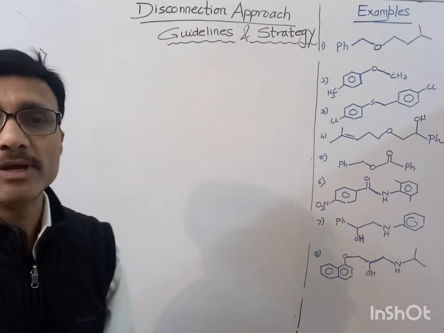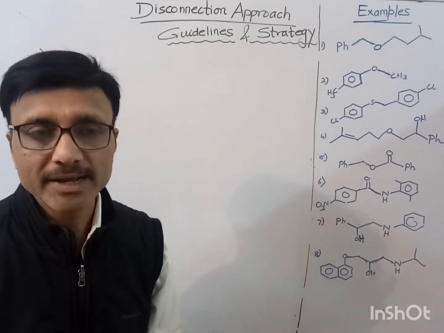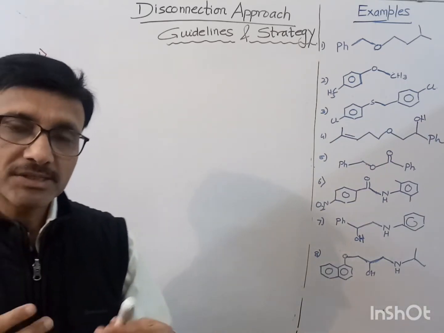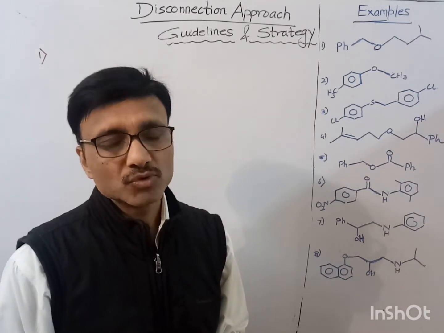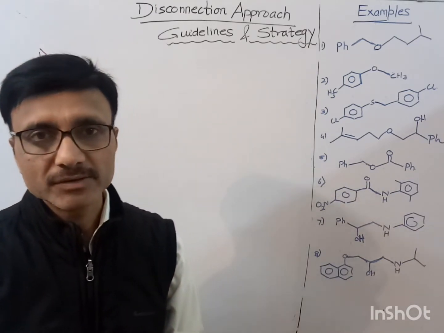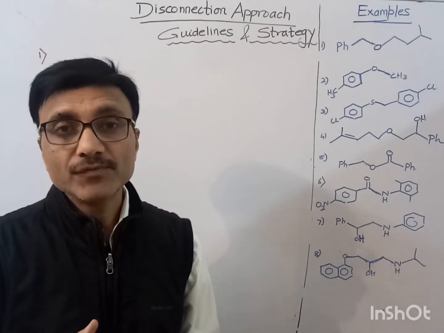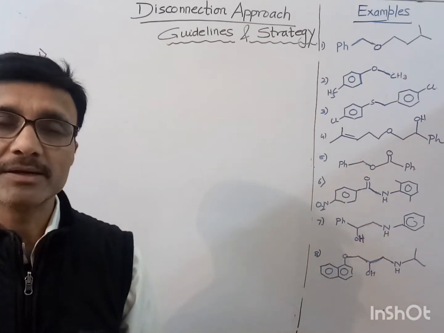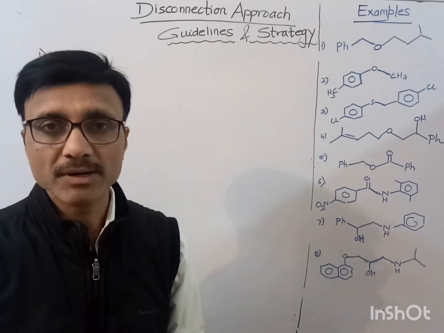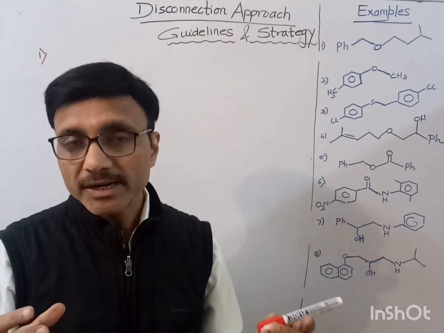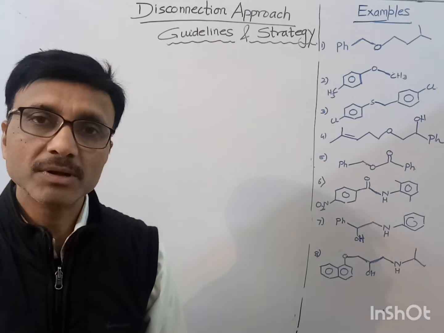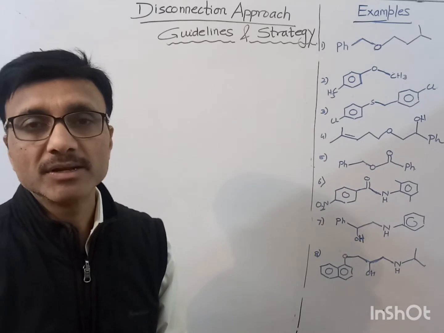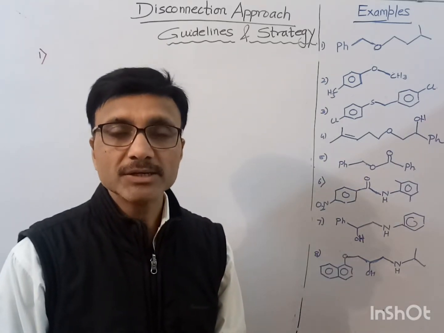Hello students, in this lecture I will tell you the different guidelines or strategies that should be used to disconnect any target molecule. The first guideline is that the starting material you get after disconnecting the target molecule should be workable and reliable. Workable means the starting material should be easily available and economical, and using it, the yield of the product should be good.